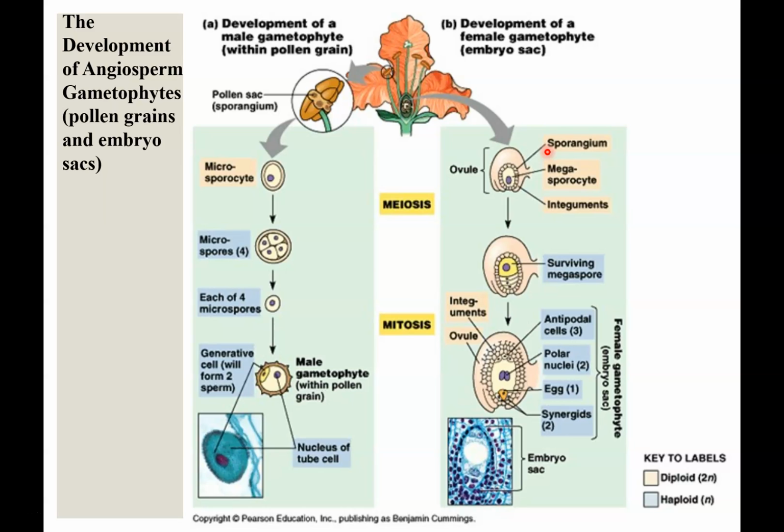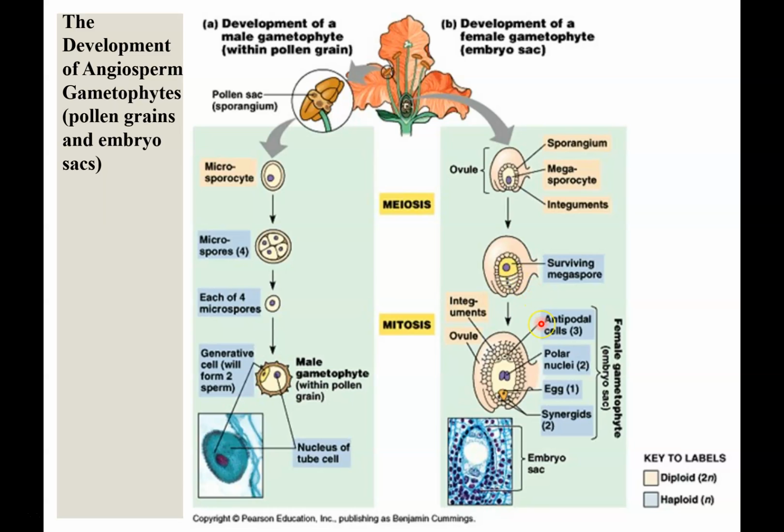the megasporangium has a large diploid cell called the megasporocyte or megaspore mother cell. So we have the megasporocyte or megaspore mother cell. This megasporocyte divides by meiosis and gives rise to 4 haploid cells. They're showing you here. And give rise to these 4 haploid cells, but in most species, only one of these survives as the megaspore. So only one survives, the other ones die.